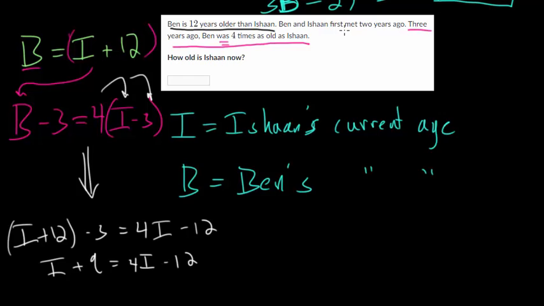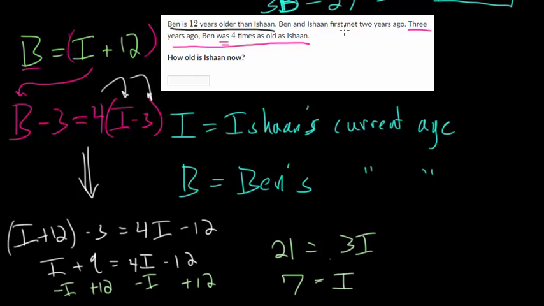And let's do some simplification for this equation. Let's subtract I on each side. But let's also move all the numbers to the other side. So let's add 12 on each side. So 9 plus 12, that's going to be 21. 4i minus I, that's going to be 3i. And dividing everything by 3, we find that Aishan's current age is 7.